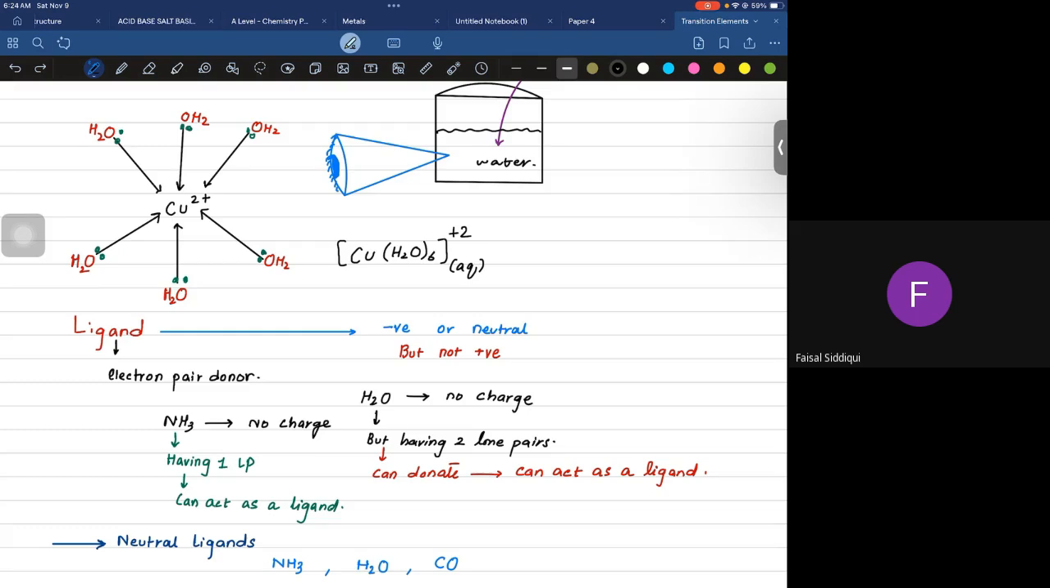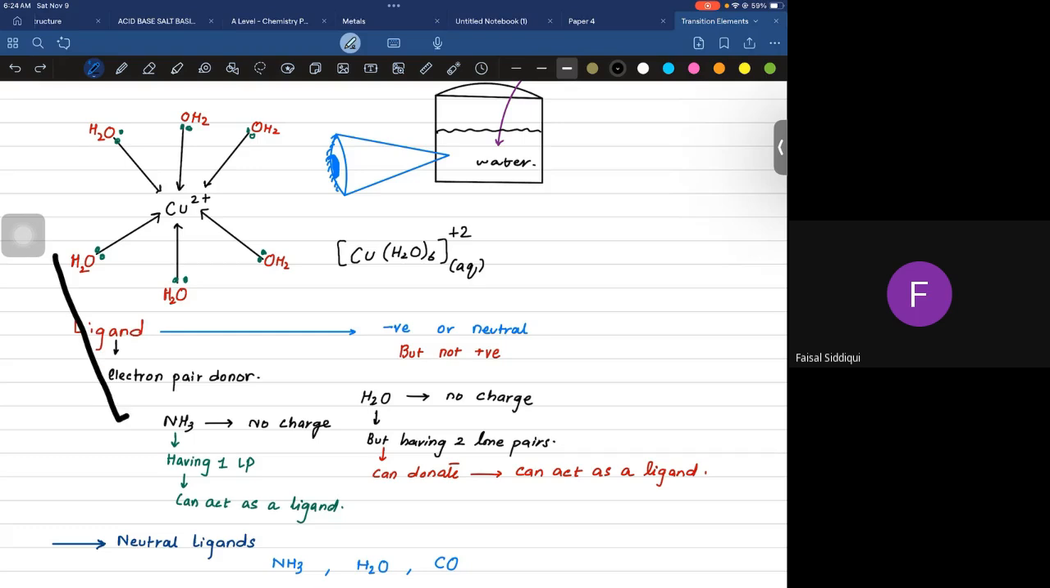Obviously, I told you it's an electron pair donor. What is the charge on a ligand? Ligands can be negative and they can be neutral. They cannot be positive.